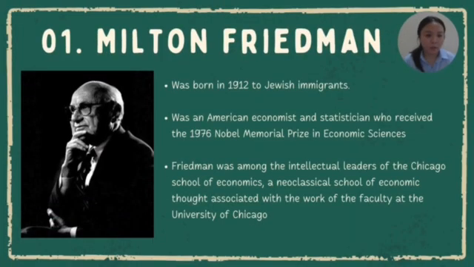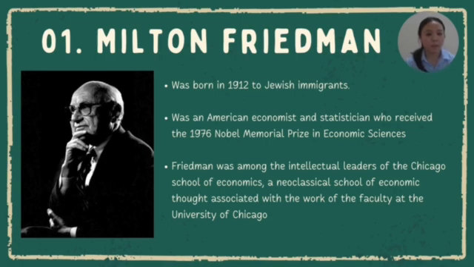Milton Friedman. He was born in 1912 to Jewish immigrants. He was an American economist and statistician who received the 1979 Nobel Memorial Prize in Economic Science for his research on consumption analysis, monetary history and theory, and the complexity of stabilization policy.